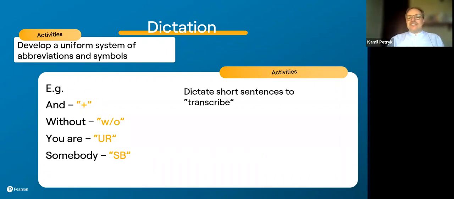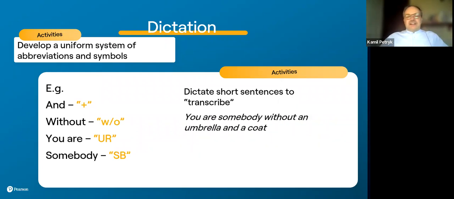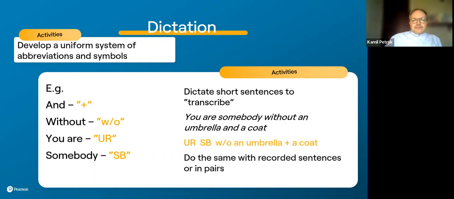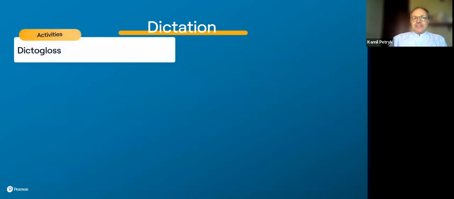For example, you can dictate short sentences that they will transcribe with symbols and abbreviations. Well, you are somebody without an umbrella and a coat, right? Not a very sensible sentence, but the sense doesn't matter, right? We are practicing transcription into the abbreviations and symbols, and this could look like that. So you can do the same with some recorded sentences from your course books, or as pair work. So work on this, plan some activities in which you will help them develop this system of abbreviations and symbols.